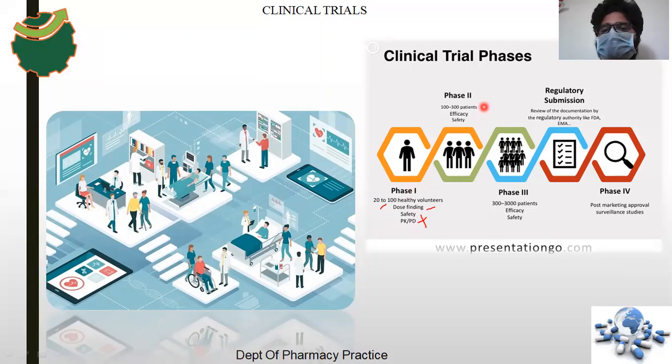Phase 2, 100 to 300 people, safety and efficacy will be found out. Phase 3, hundreds to thousands, safety and efficacy. Phase 4 is regulatory approval for post-marketing surveillance, right?